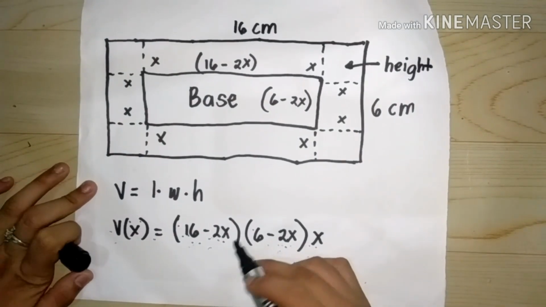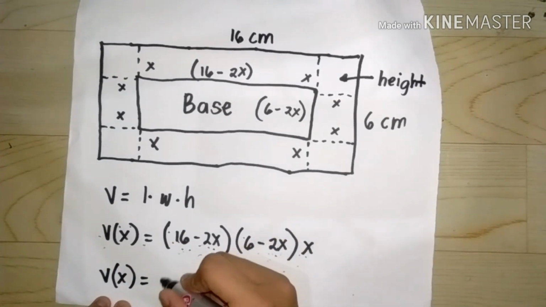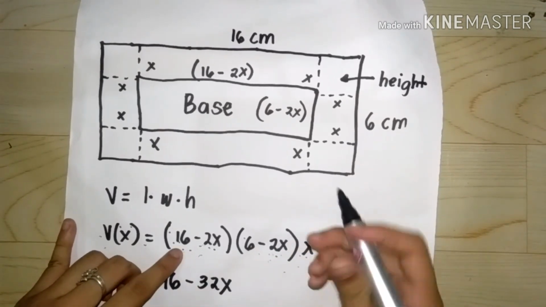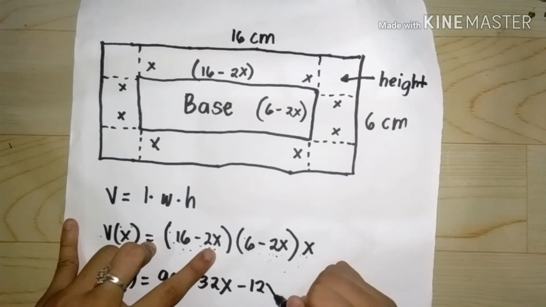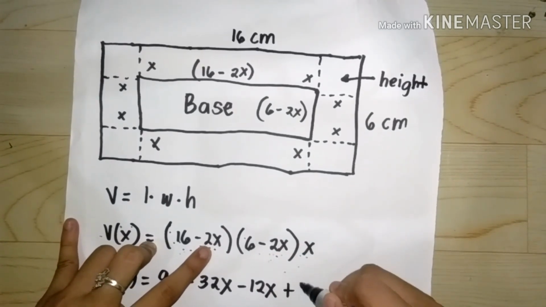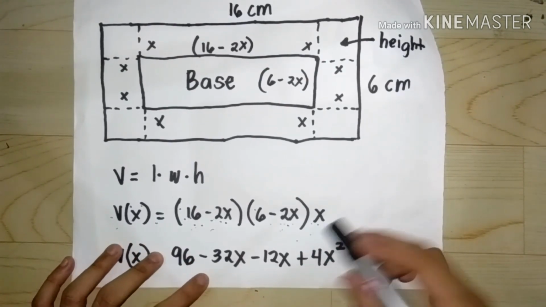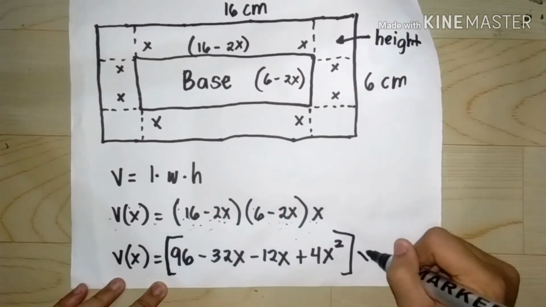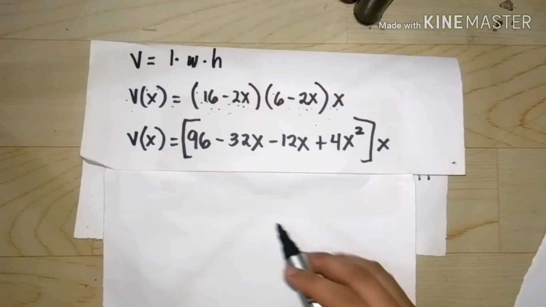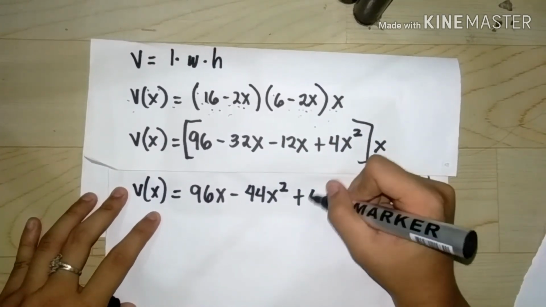After that, we need to FOIL to get our function. First, 16 times positive 6 is 96, and 16 times negative 2x is negative 32x. Then negative 2x times 6 is negative 12x. And lastly, negative 2x times negative 2x, since they are like signs, is positive 4x squared. We still have to multiply all of this by x. Distributing the x, we get 96x minus 44x squared plus 4x cubed.